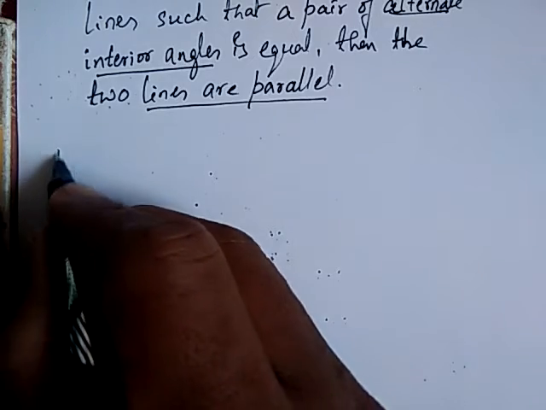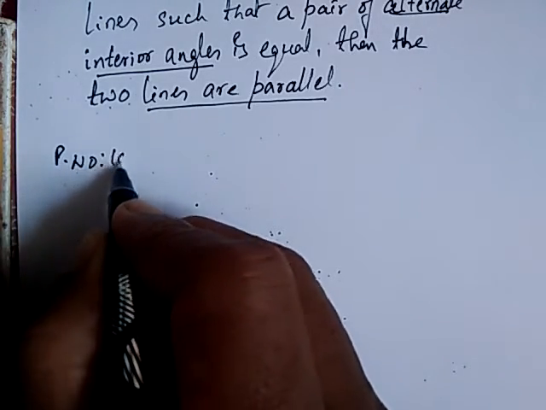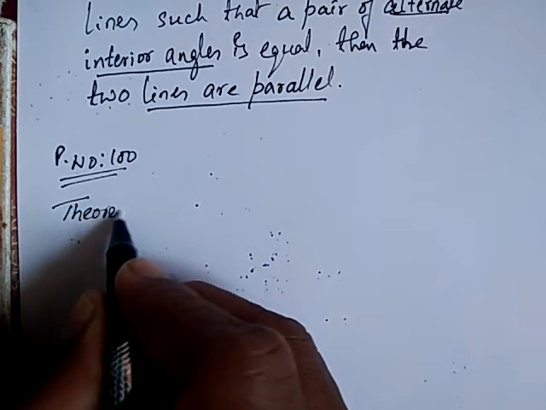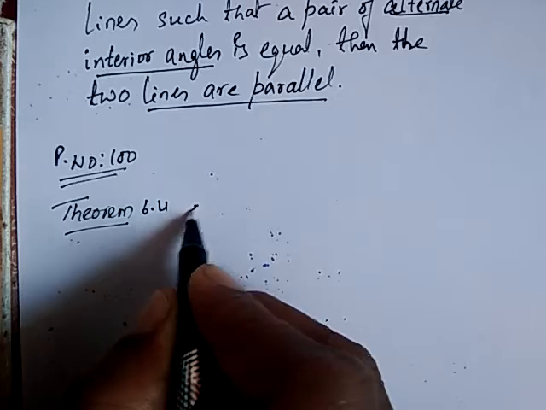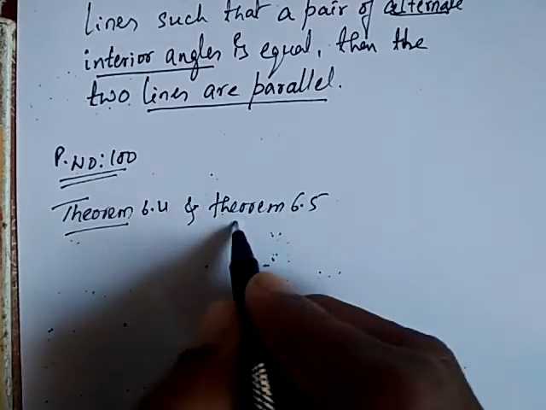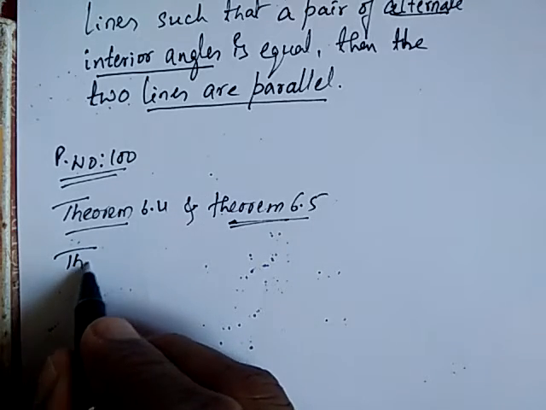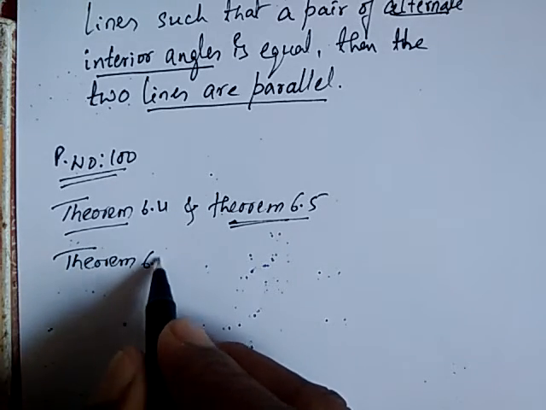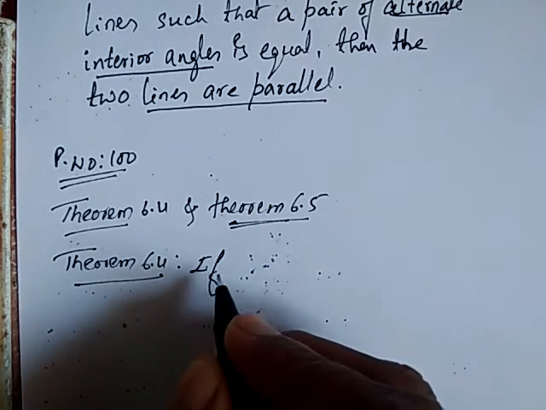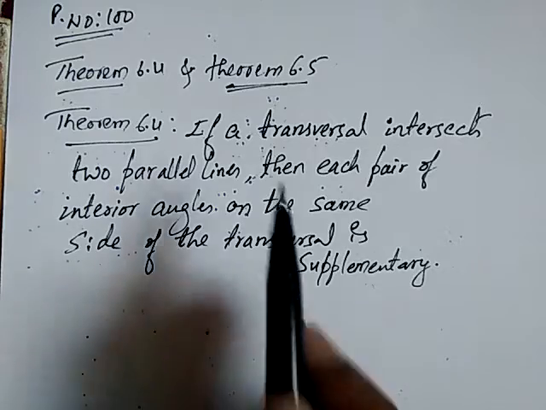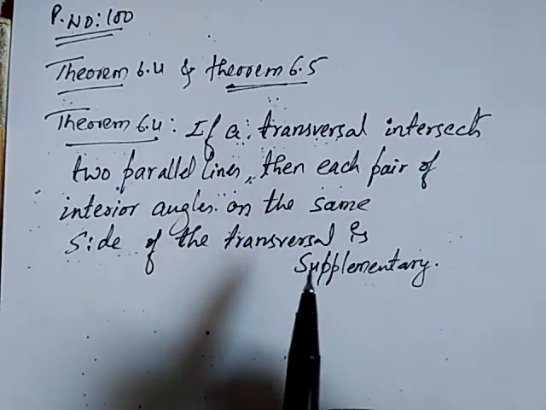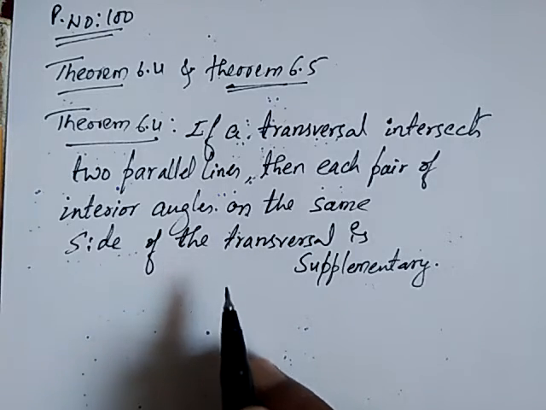You can go through page number 100, theorem 6.4 and theorem 6.5. So we will write theorem 6.4. What it says is that if a transversal intersects two parallel lines, then each pair of interior angles on the same side of the transversal is supplementary.